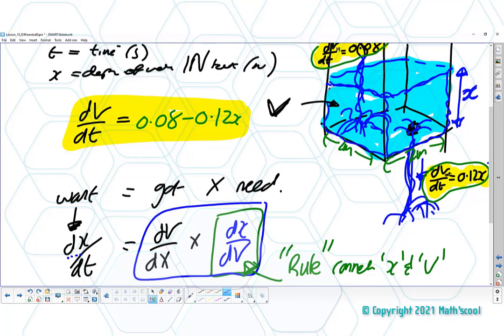Yeah, if I tell you that the depth of the water, maybe at a particular instant, is 1.5 meters, would you be able to tell me how much water is in there? Go on then. I don't know the volume. I told you the depth is 1.5 and I've asked you what the volume is.